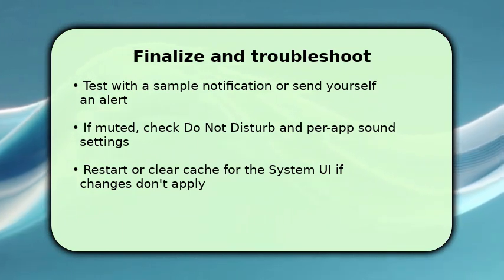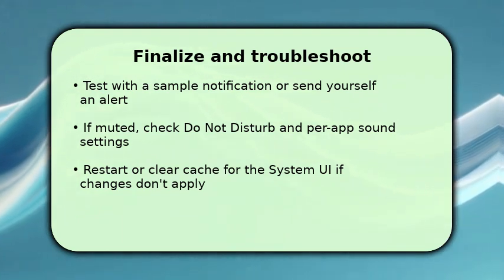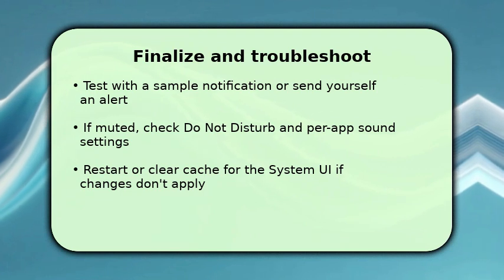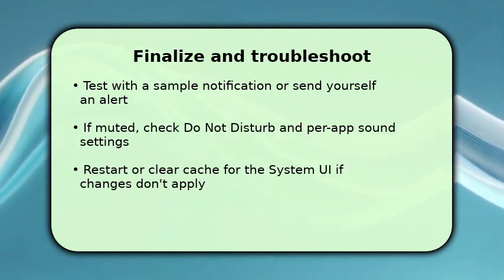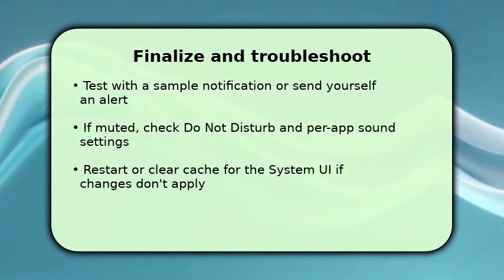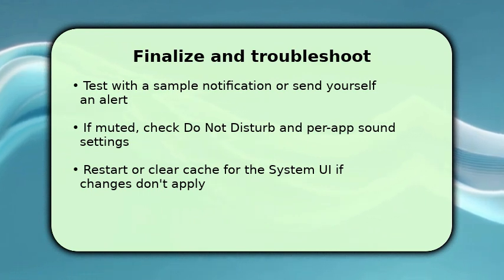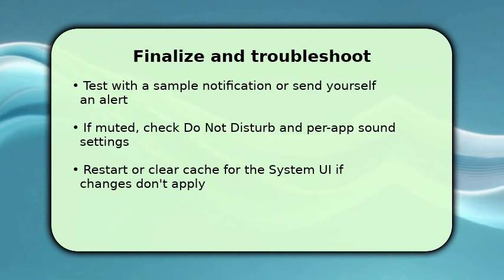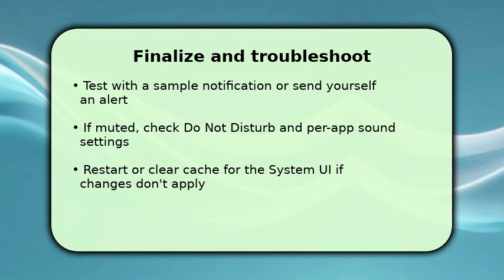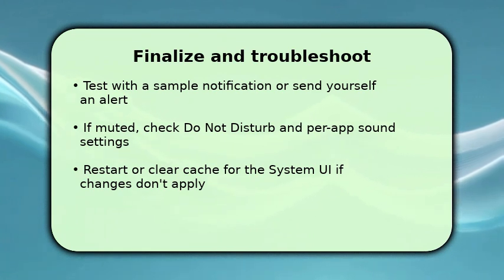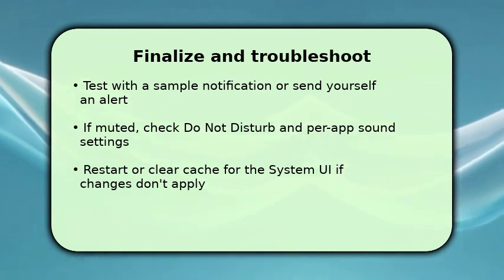If you don't hear or see changes, make sure Do Not Disturb is off and verify per app sound settings. Some apps override system themes. If problems persist, restart your phone. If still stuck, clear system UI cache or force stop the settings app. One key troubleshooting tip. If a channel is locked by the app, update the app or check in-app notification settings to regain control.